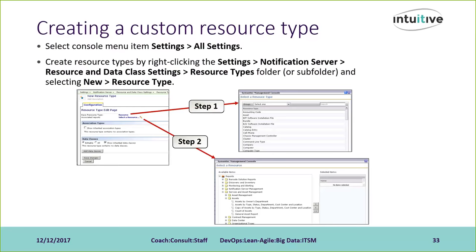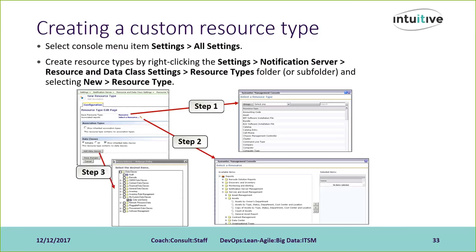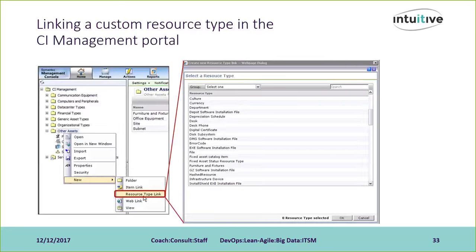From the data class selection, we then add the data class to the defined resource type that we wanted. So let's look now at linking the custom resource type in the CI Management console. You want to create a link to your custom resource types in the CI Management portal. This link allows us to create and edit resources of the type specified in our custom resource type.